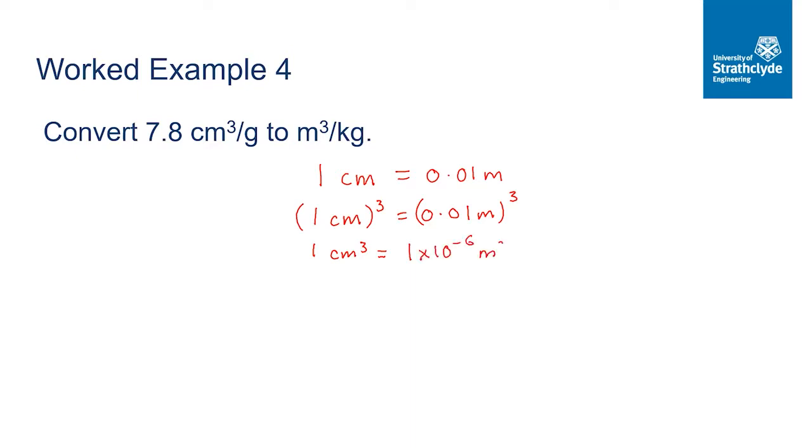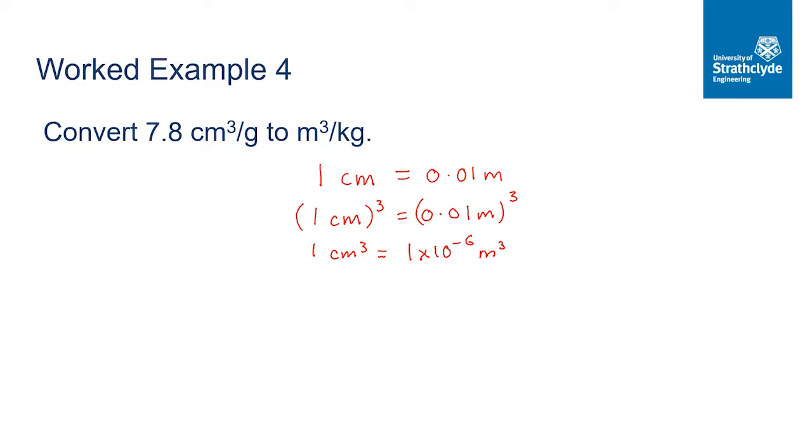In this example, we're asked to convert density from centimeters cubed per gram to meters cubed per kilogram. So the first consideration we need to make is how to convert from centimeters cubed to meters cubed. Well, we know that 1 centimeter is equal to 0.01 meters. Then 1 centimeter cubed will be equal to 0.01 meters all cubed. And that gives us 1 centimeter cubed being equivalent to 1 times 10 to the minus 6 meters cubed.